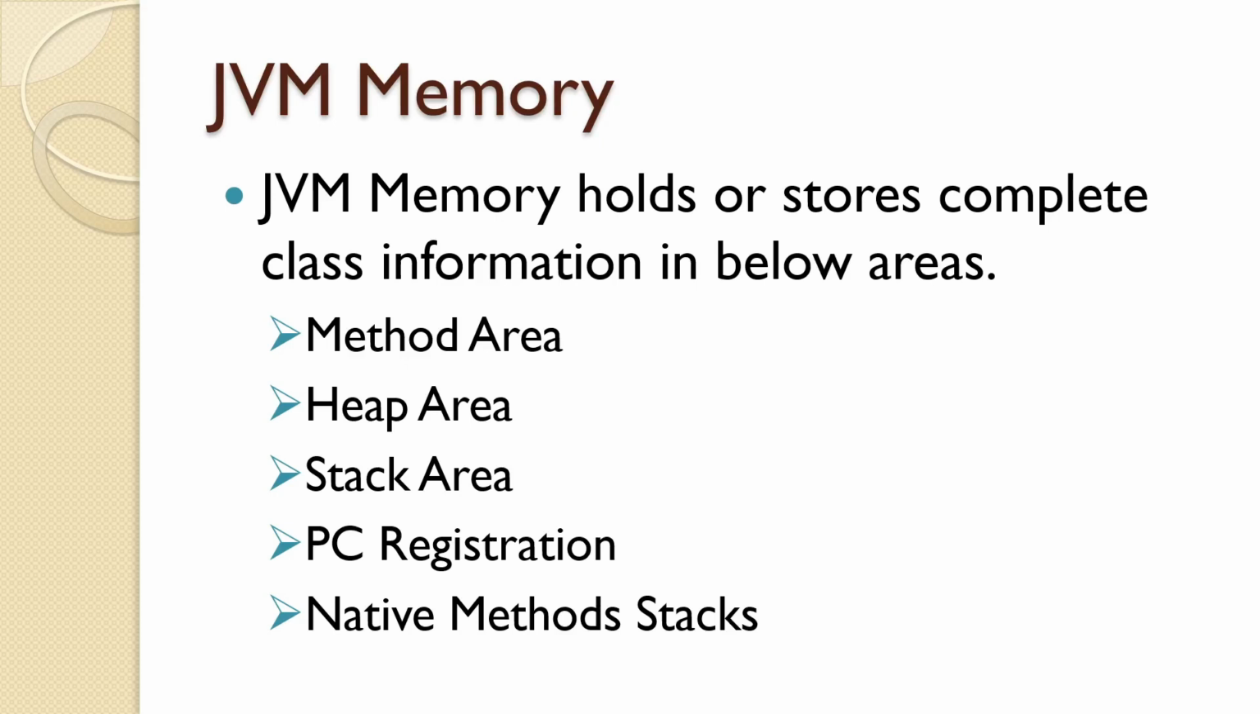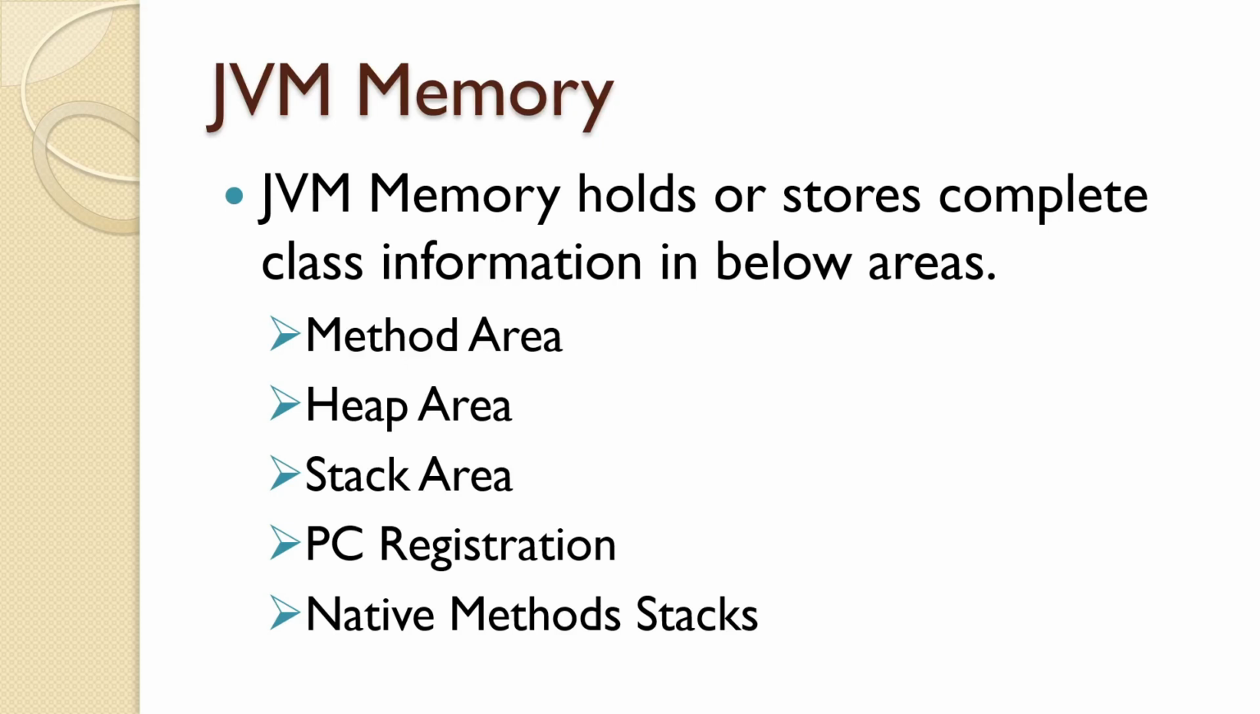Now let's see what the stack area contains. For every thread, JVM creates one runtime stack. Every block of this stack is called an activation stack frame, which stores method calls. Local variables of that method are stored in its corresponding frames. After the thread terminates, its stack frames will be destroyed by the JVM. So the stack is not a shared resource. It is specific to a particular thread.